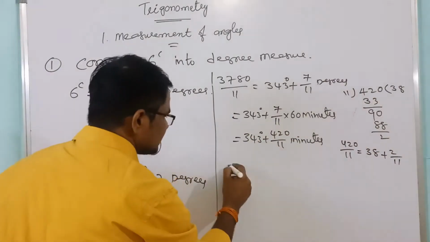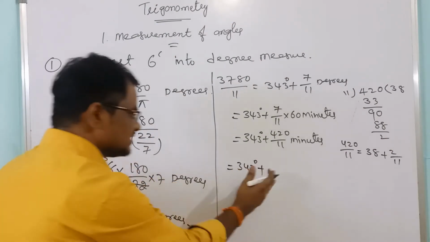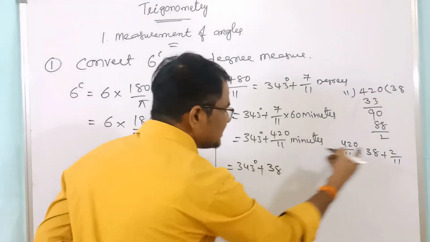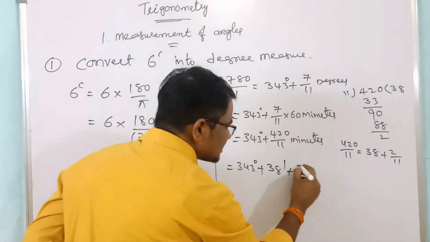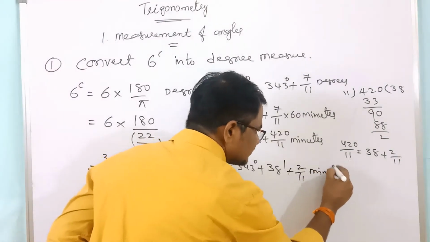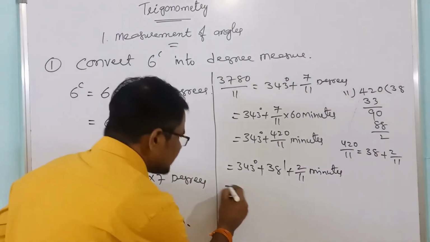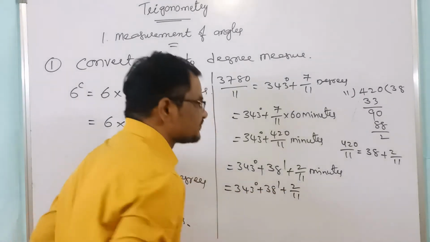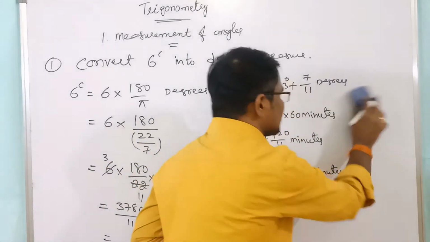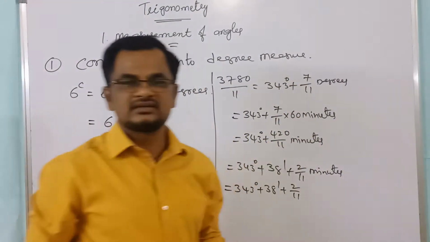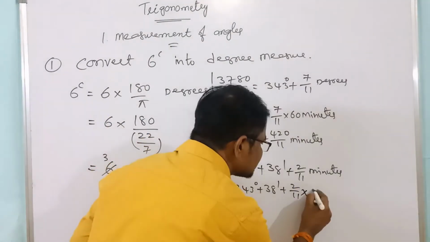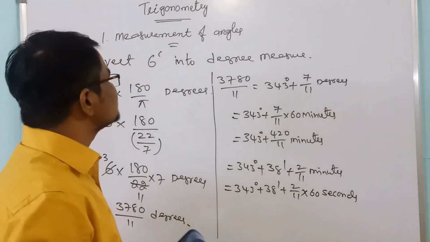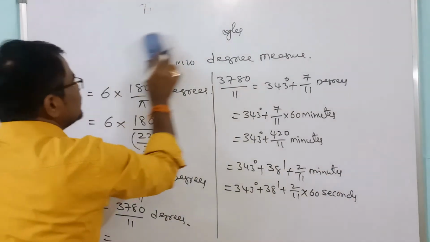Can you write? Now that is equal to 343 degrees. Already this is completed. Next, here we have to write 38 minutes, denoted like this, plus the extra, which is 2 by 11 minutes. Listen carefully, right? Now that is equal to 343 degrees plus 38 minutes plus 2 by 11. Again this extra I will convert into seconds. If you multiply these minutes by 60, it becomes seconds.